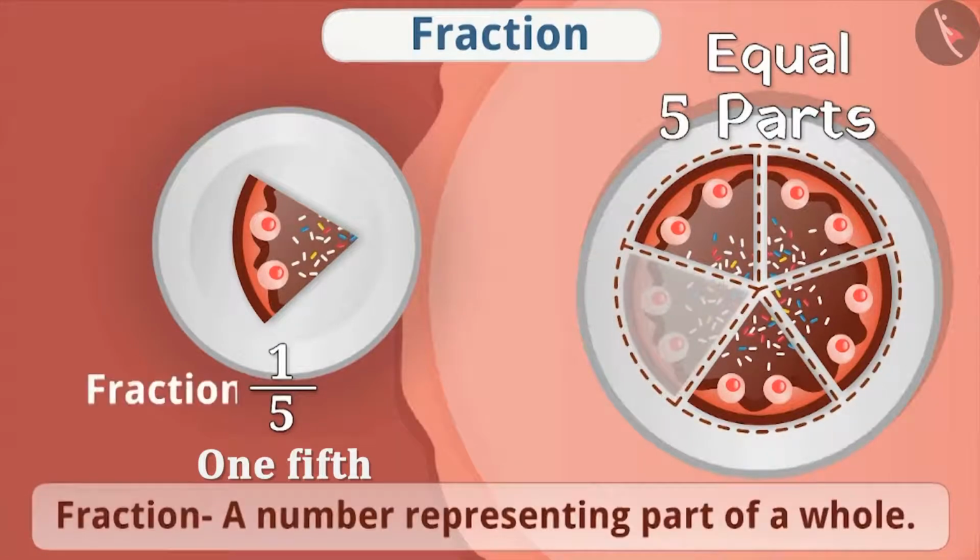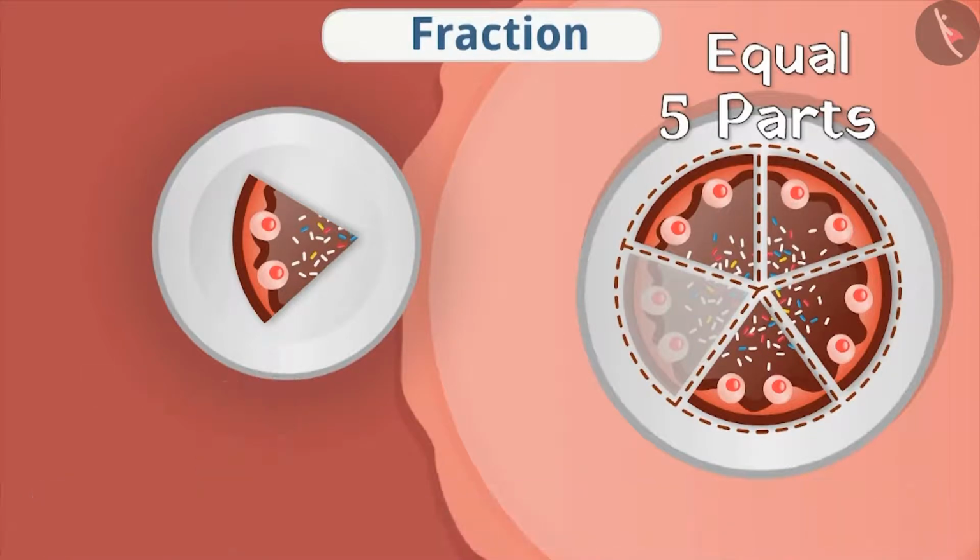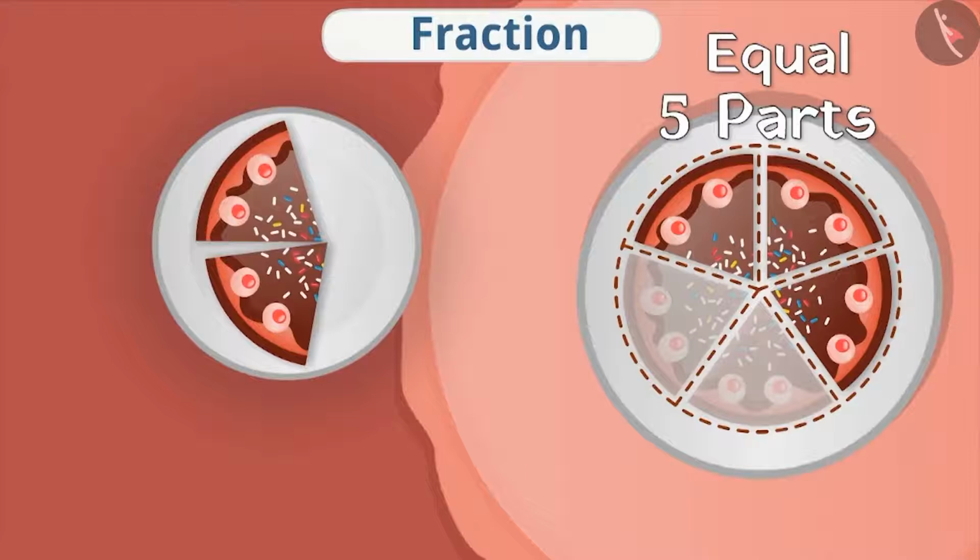If we keep one more piece on the plate, then the number of pieces becomes 2. Since there are 2 pieces out of 5, these 2 parts form the fraction 2/5 of the whole cake.